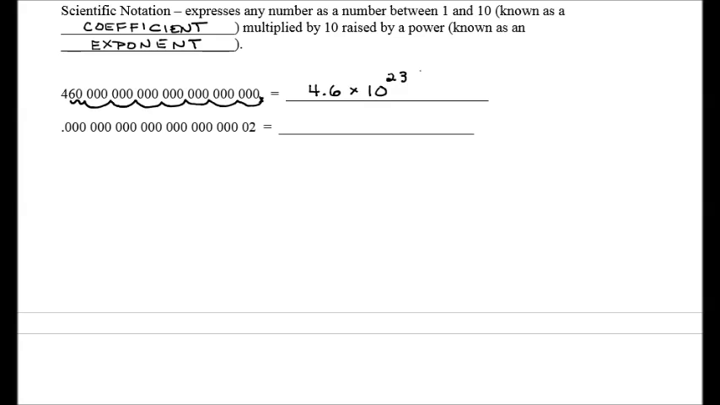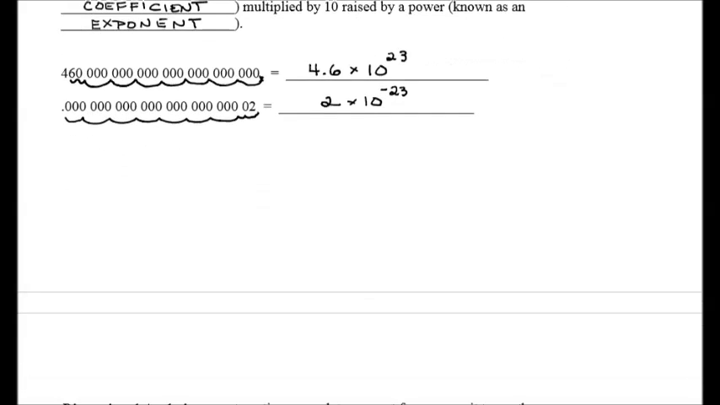If we have a number less than 1, we follow the same process. We put a decimal so that we end up with a number between 1 and 10. In this case, it will be after the 2. So how many places did we move the original decimal? 3, 6, 9, 12, 15, 18, 21, 22. It's also 23. So times 10, but this time to show that the number is less than 1, we say negative 23.